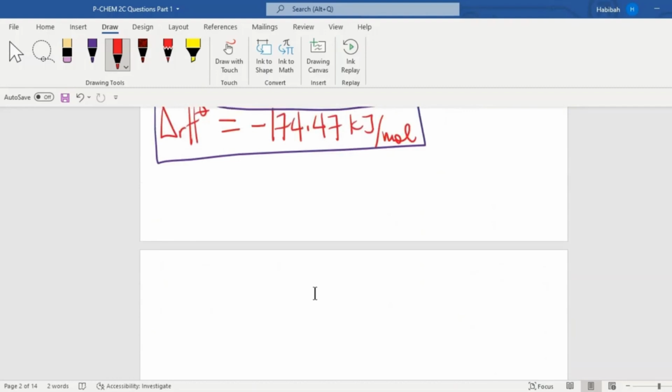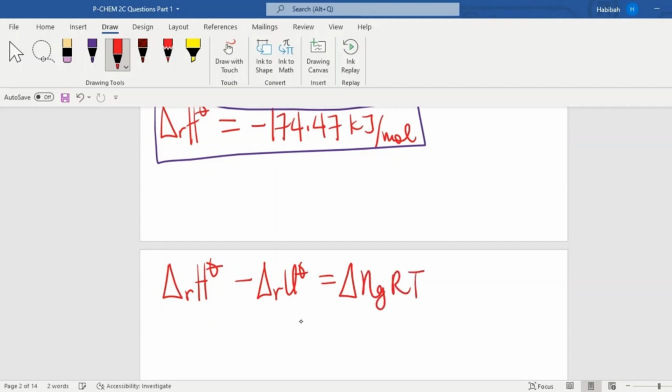So first of all, whenever you see a question where you're given the change in enthalpy of reaction and you're not given the change in internal energy, or you're given the change in internal energy of reaction and you're not given the change in enthalpy of reaction, you're going to use this general formula, which says change in enthalpy of reaction minus change in internal energy of reaction is equal to change in the number of gas molecules times RT. That's basically what this is.